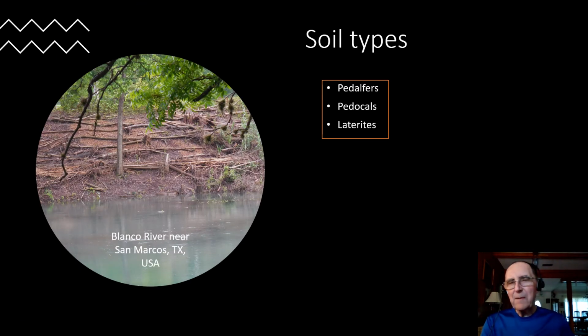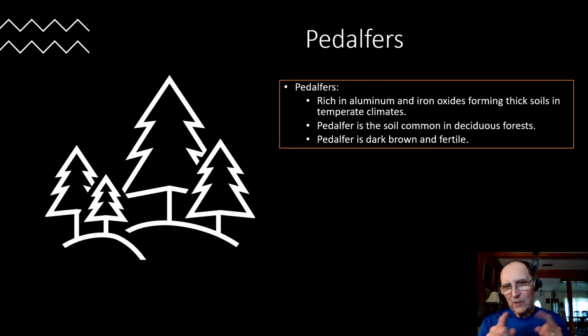There are three major soil types that I like to discuss with you: the pedalfers, the pedocals, and the laterites. If you look at the word pedalfer, you see that it has an AL and an FE. Well, the AL stands for aluminum, the FE for iron. So pedalfers are soils that are rich in aluminum as well as iron oxides.